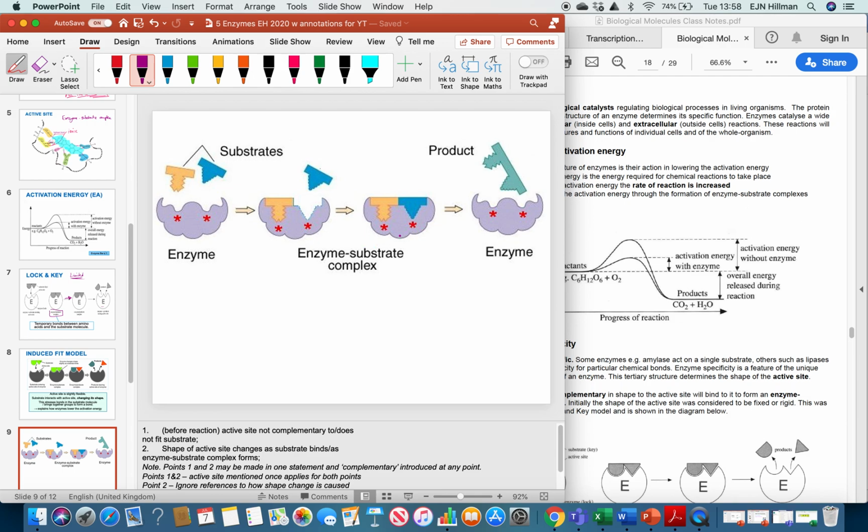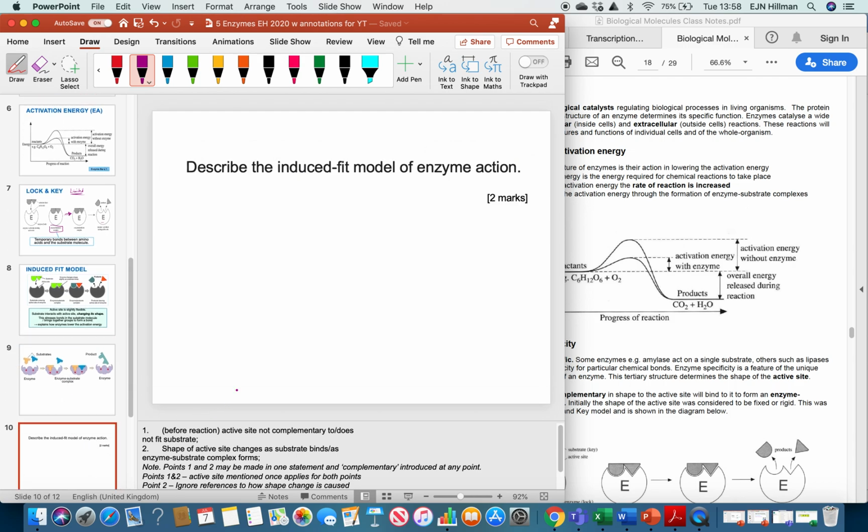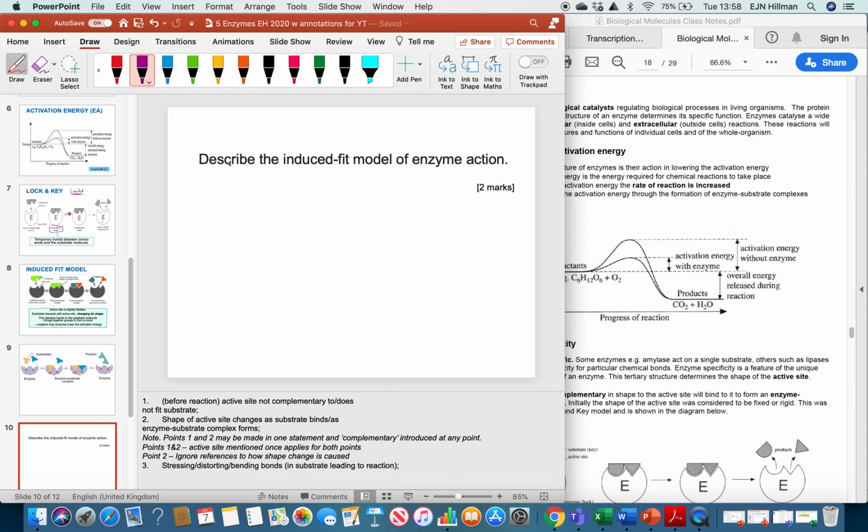Okay, so the enzyme substrate complex is formed. The active site becomes complementary as that enzyme substrate complex is formed. Then the products are produced and released, and the active site returns to the non-complementary shape. Here's a question taken from an exam. 2 marks, describe the induced fit model of enzyme action.